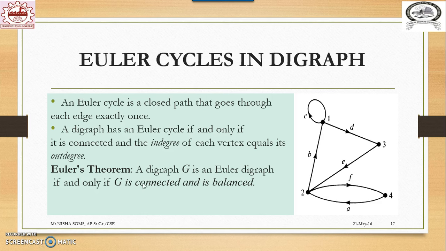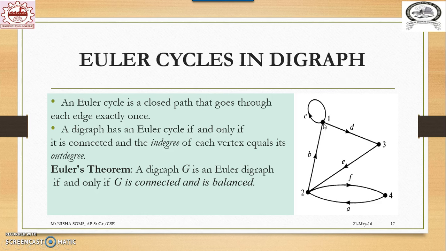To explain the concept of connectivity is why I have been telling about the strongly connected graphs and weakly connected graphs. So here, G is connected. Yes, G is connected. G is balanced. Yes, G is balanced. Then there exists a digraph G where the Euler cycle is present. Now let us calculate the in-degree and the out-degree of each vertex.